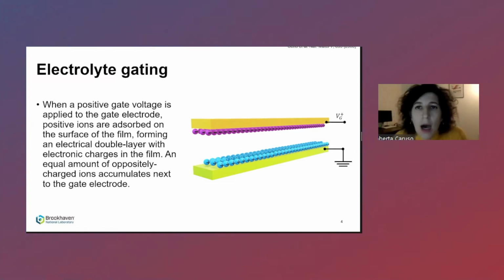When a positive gate voltage is applied to the electrode, the positive ions are electrostatically absorbed on the surface of the film, forming an electrical double layer with the electronic charges in the film. And an equal amount, of course, of oppositely charged ions accumulates next to the gate electrode.